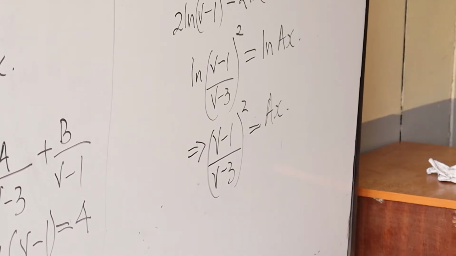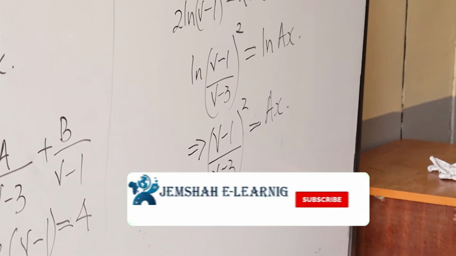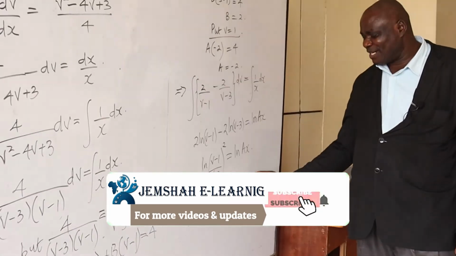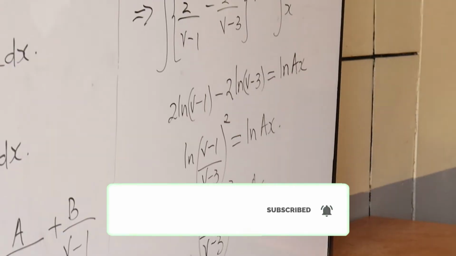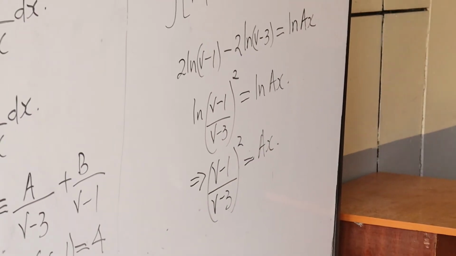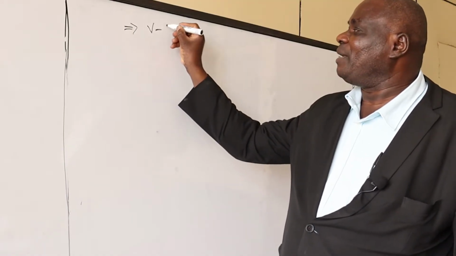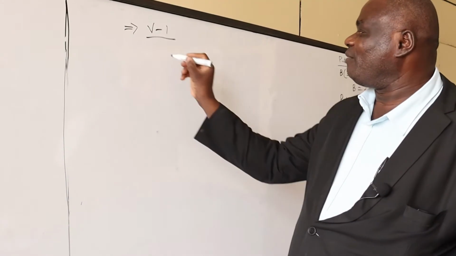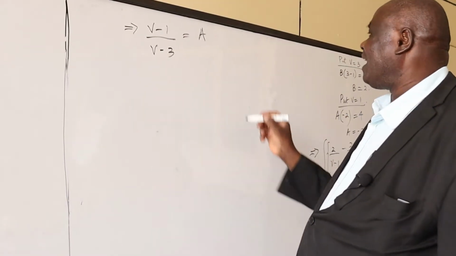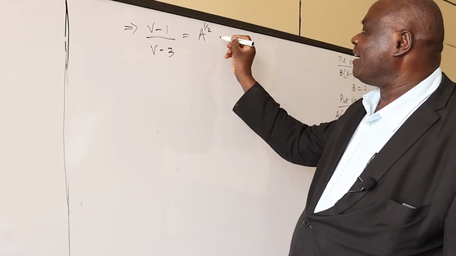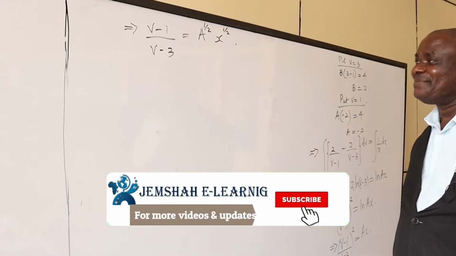Now from here, maybe we can remove this power 2 to bring us power 1. So we take square roots both sides. When we take square roots both sides, we get that this implies v minus 1 all over v minus 3 is equal to a power a half, x power a half. We are taking square root both sides.